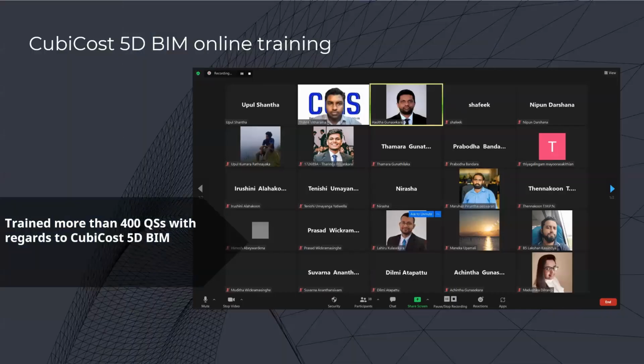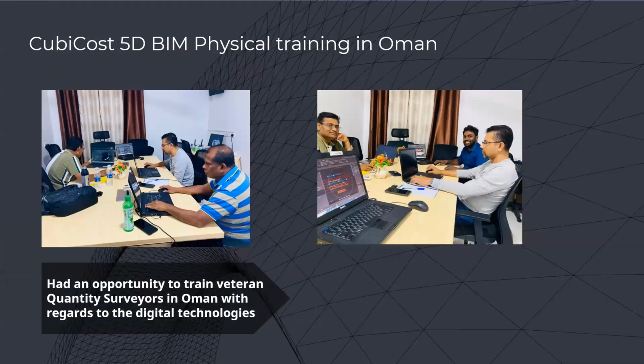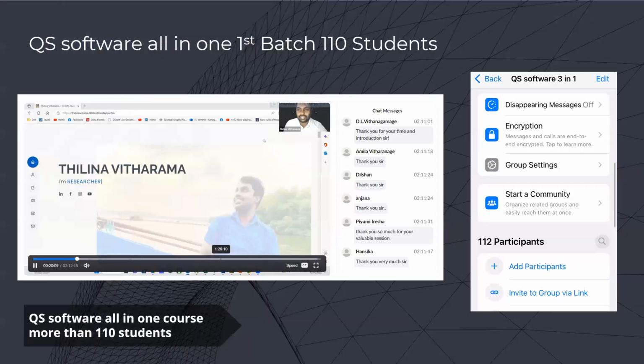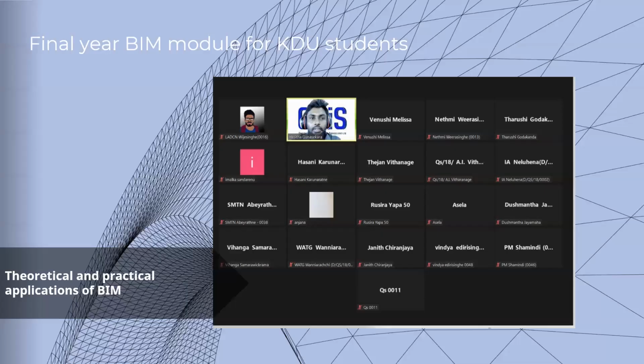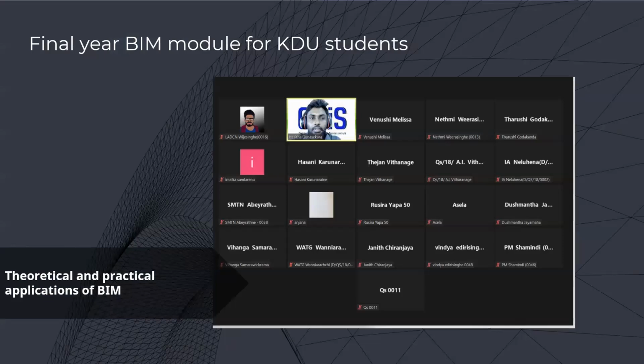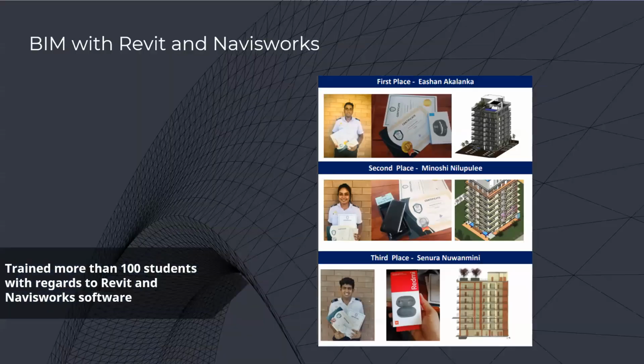Okay. This is my 5D BIM training, and these are some physical trainings in Oman. And this is QS of Taolin and first batch. 112 people participated in this batch, and this is the final year BIM module for KD students, and this is my Revit and Navisworks course. And I have trained more than 100 students with regards to Revit and Navisworks.